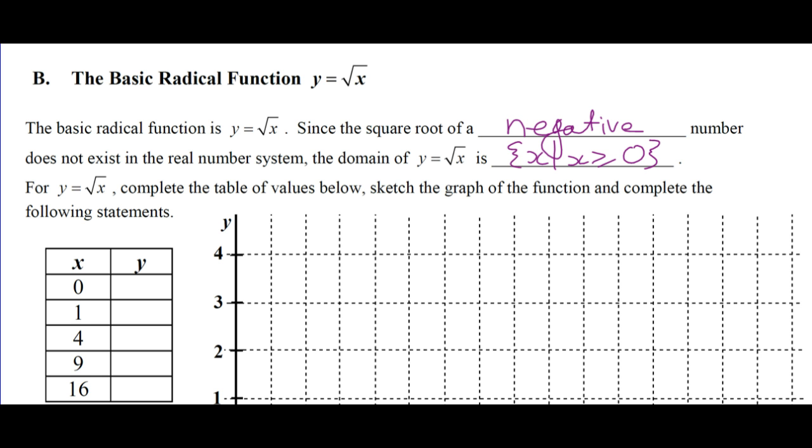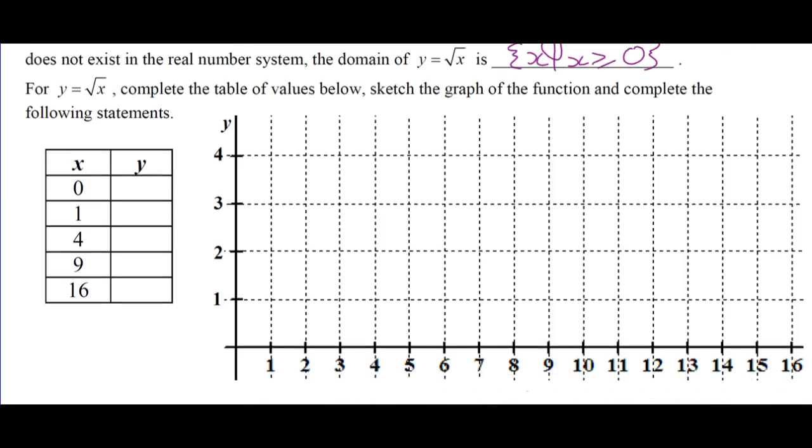For y equals root x, complete the table of values below, sketch the graph of the function, and complete the following statement. Okay, so it's just the positive square root, right? So the square root of 1 is 1, the square root of 4, 9, and 16.